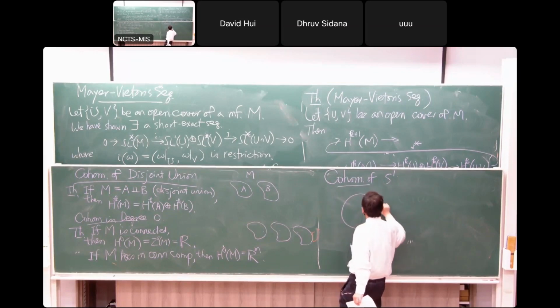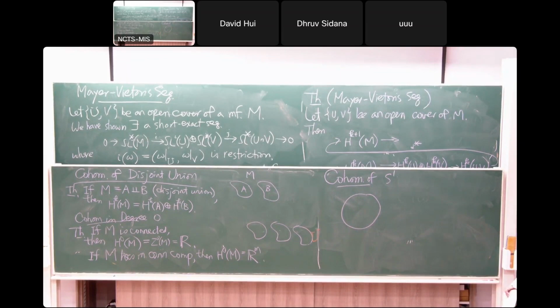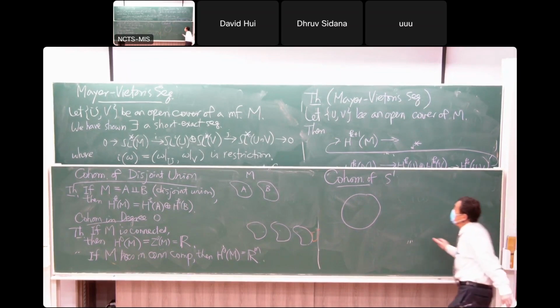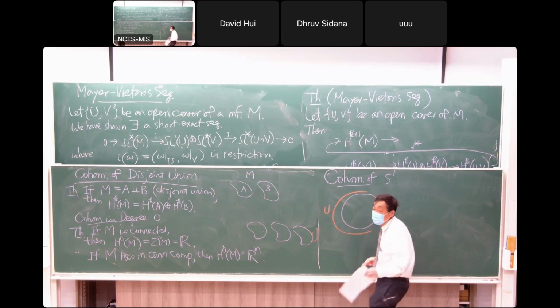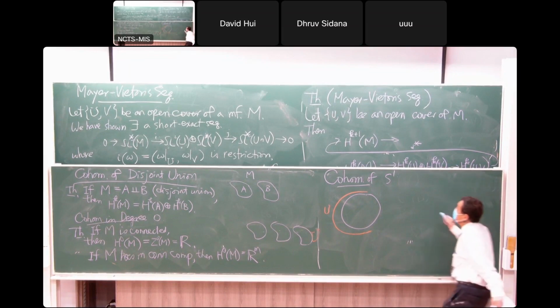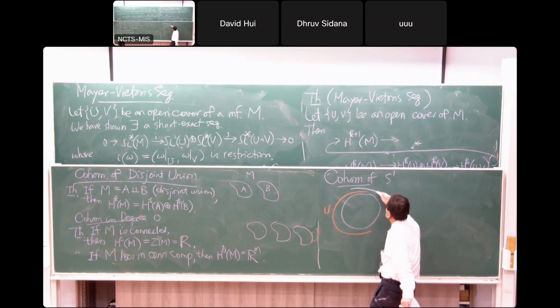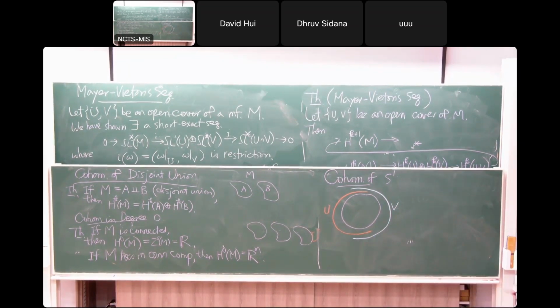Okay. Here's a circle, and we need two open sets. So let's say this is one of them, U, that's an open arc. And this is another one, V.